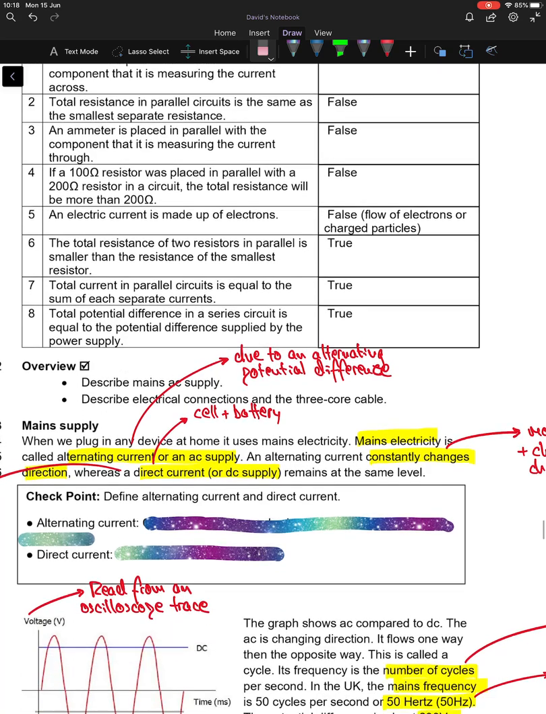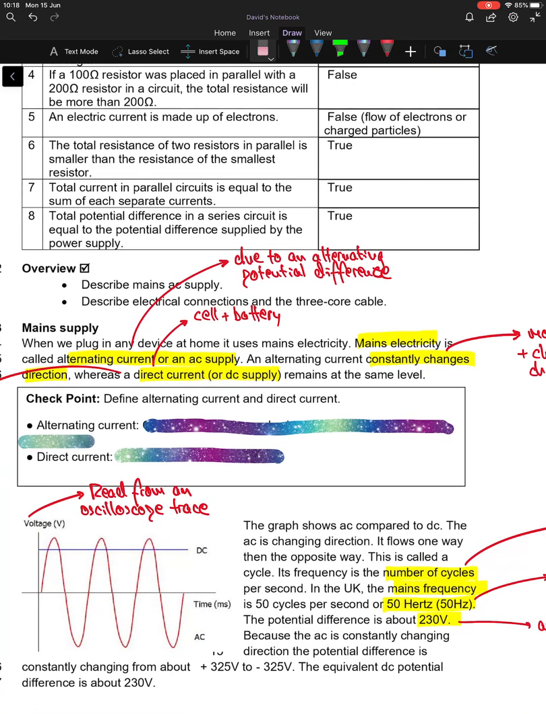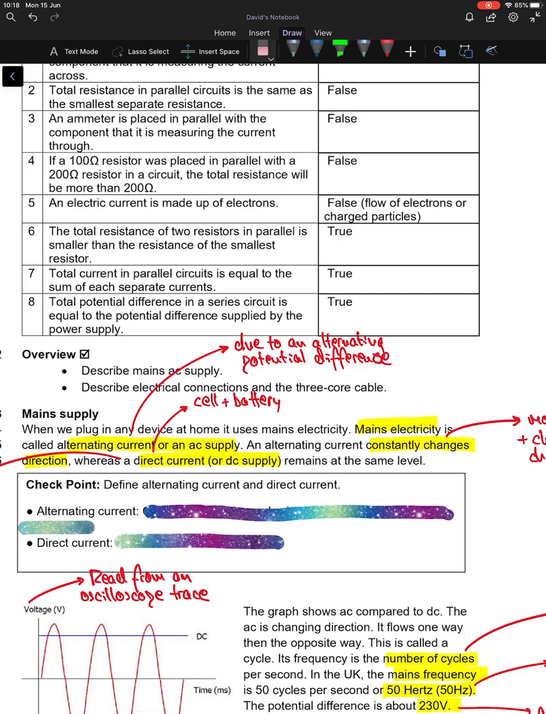So today we're going to be looking at the difference between AC and DC current. So, have a little read of that first paragraph there. When we plug in any device at home, it uses mains electricity. Mains electricity is called alternating current or an AC supply. An alternating current constantly changes direction, whereas a direct current or DC supply remains at the same level.